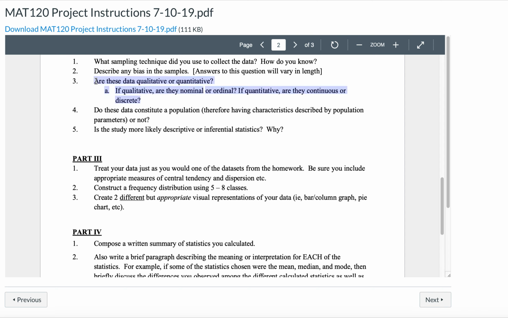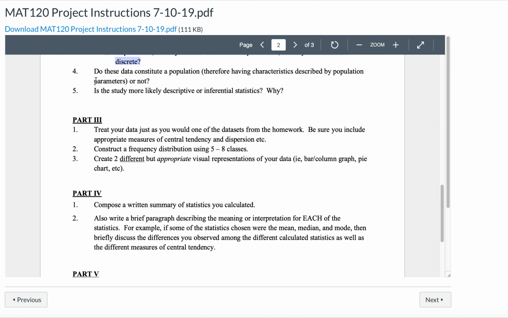You did not walk into this class knowing what qualitative is, what quantitative is, ordinal, or nominal. You need to make sure you're using a valid academic source for this, and you can definitely visit the library for information on that.